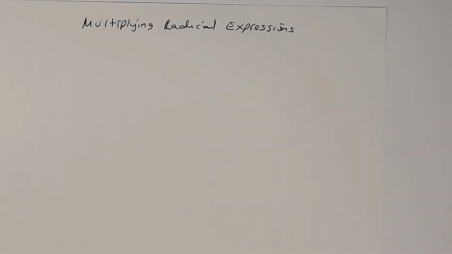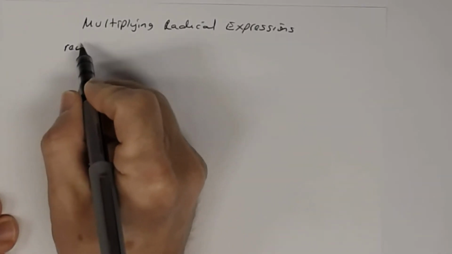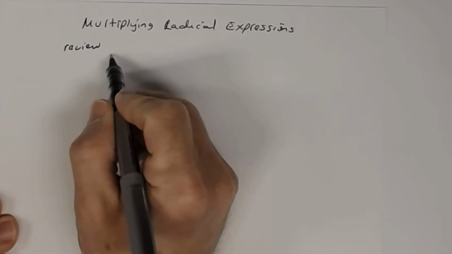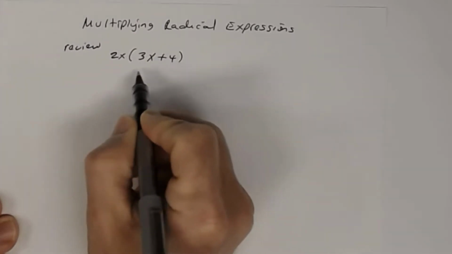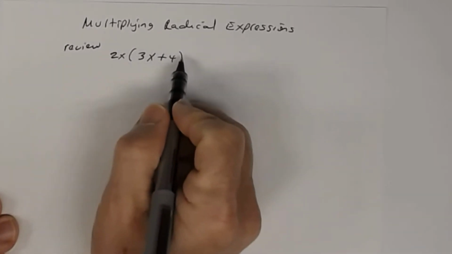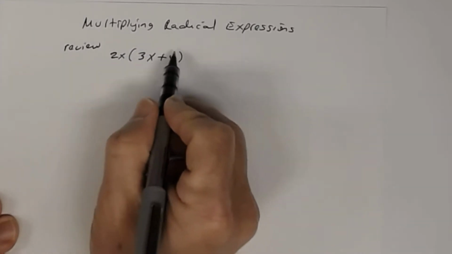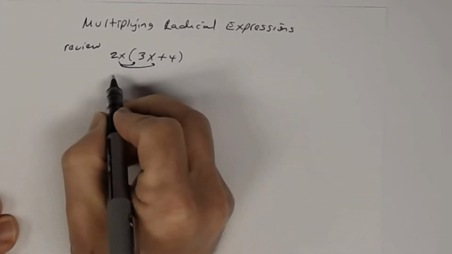In this lesson, we're going to continue our study on multiplying radical expressions. Before we do that, let's remind ourselves about this idea. If I have, let's say, 2x times (3x + 4), remember I have this monomial factor times this binomial. To get rid of the parentheses, since I am multiplying, I can distribute. So for this part, I'm going to use the distributive property.